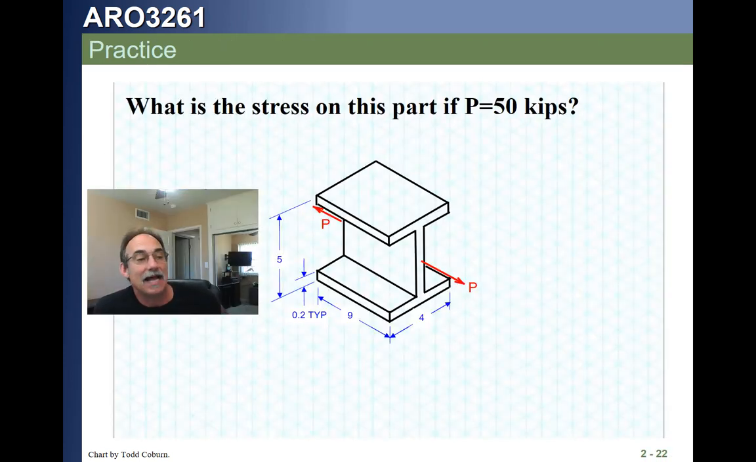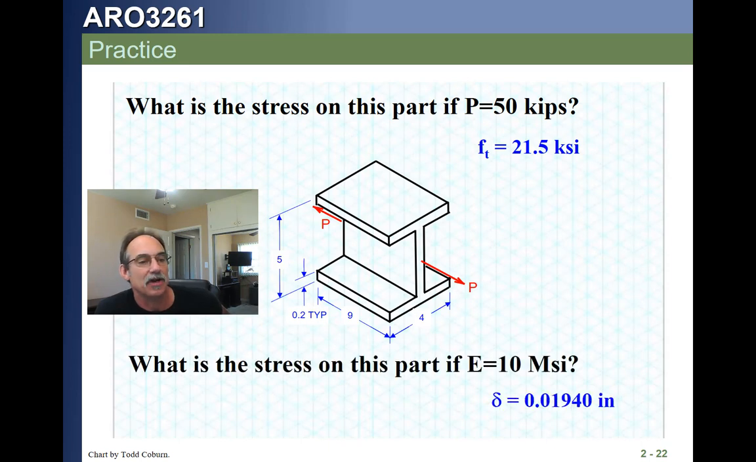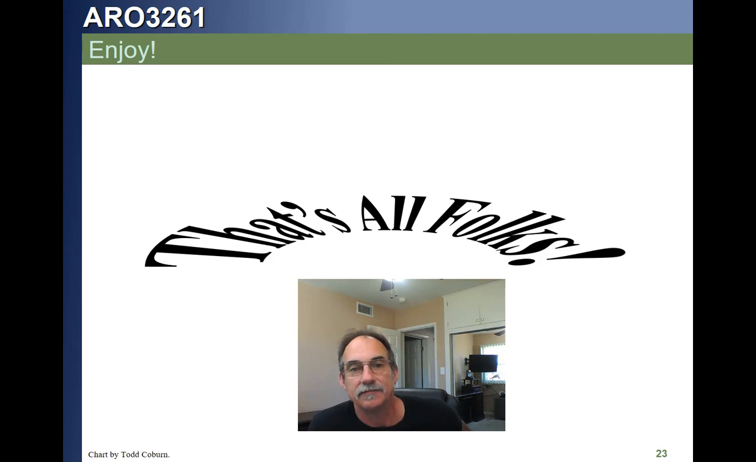We saw this problem last time. We got a force. All we got to do is calculate the collective area, which means 4 times 0.2 plus the upper flange, 4 times 0.2, plus 5 minus 0.2 minus 0.2, looks like about 4.6, times the thickness of that piece, which looks like it's probably also 0.2. P over A, and that's our stress. Got it? That's all we got. Enjoy.